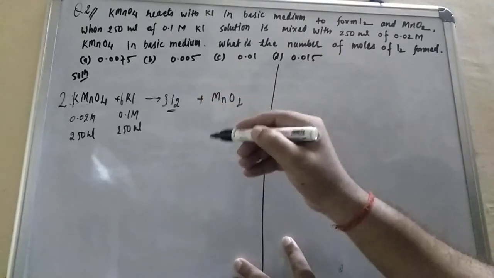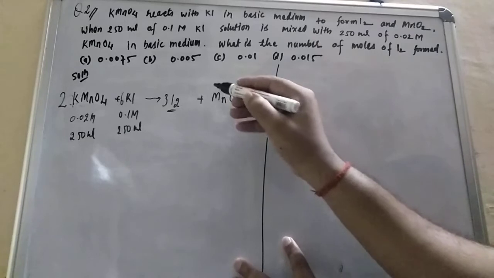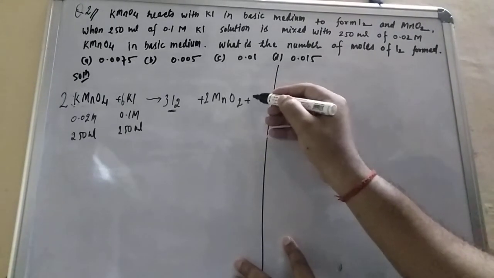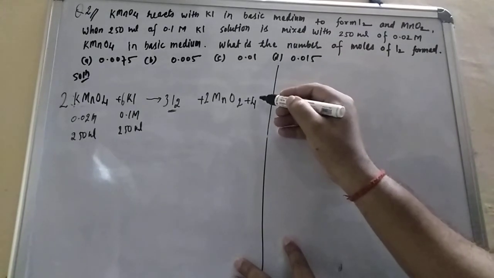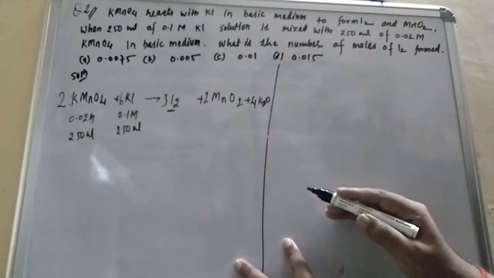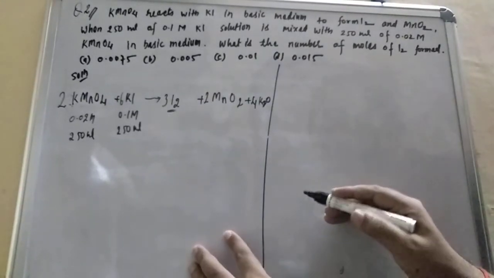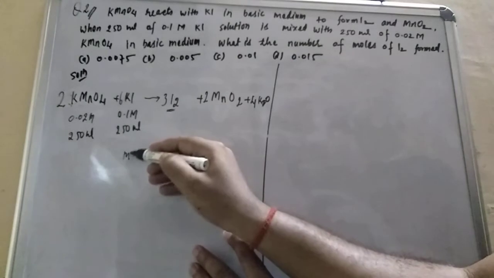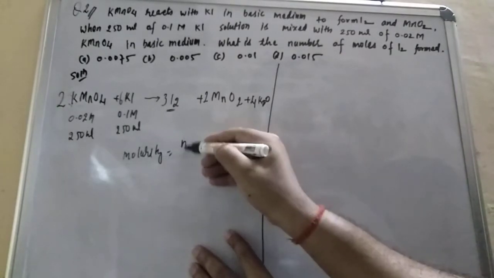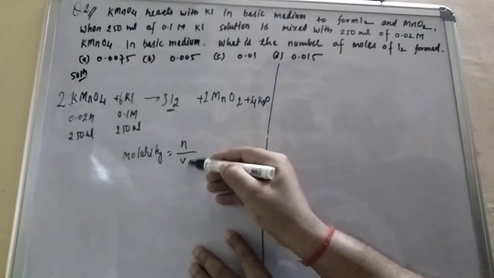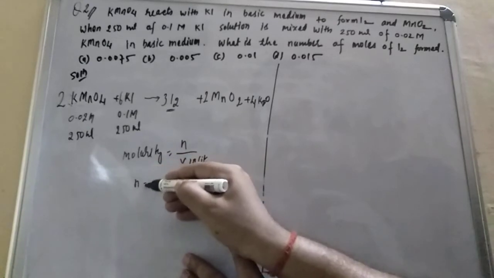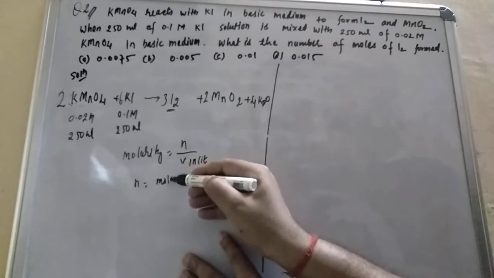3 moles of I2, and the other 2 moles of MnO2 plus 4 moles of K2O will form. This is not so important. What is important here is, dear student, molarity is equal to number of moles upon volume in liter. So n we can calculate, n equals molarity into volume.